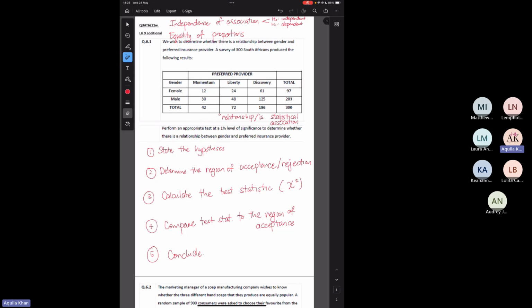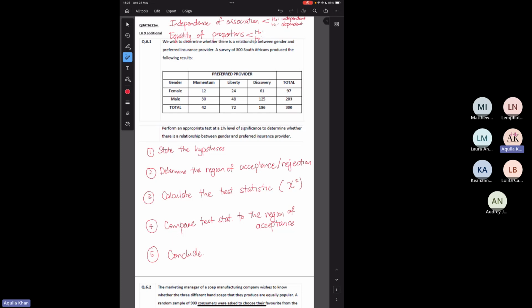Now for your other one, which is a test of equality. So a test of equality also, in exactly the same way, will only be written in words for the null hypothesis, no symbols needed.